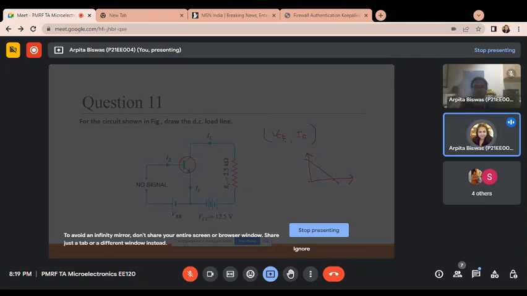Someone? I'm thinking, madam, still. Okay. Load line I can draw, but now according to these parameters, I'm thinking. Okay. VCC is required, IC is required, VC is required for the load line.